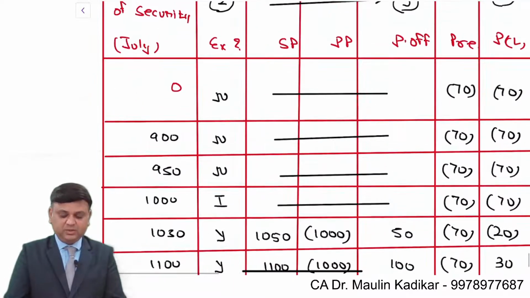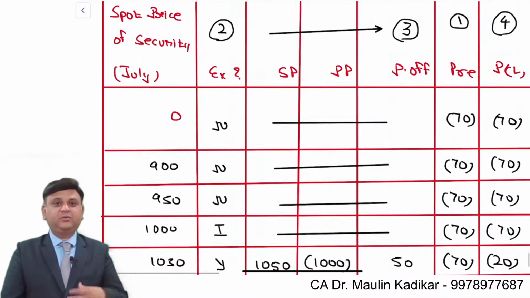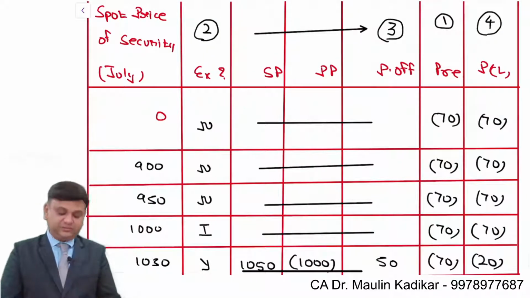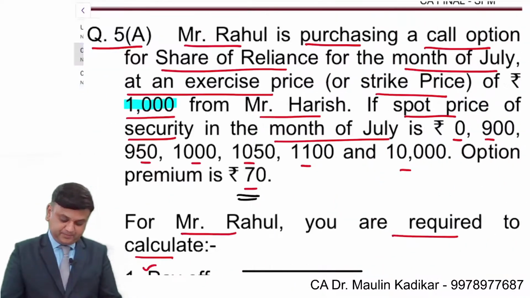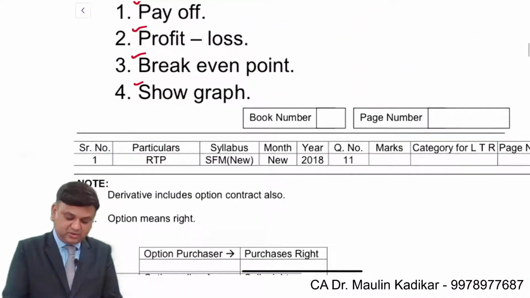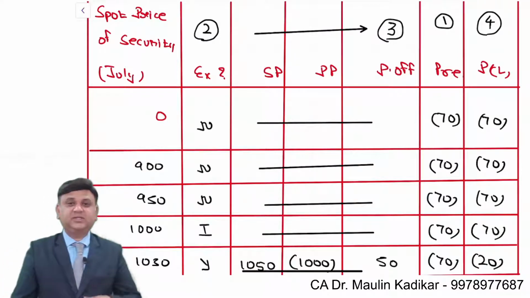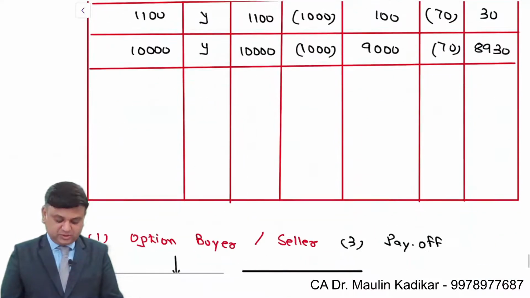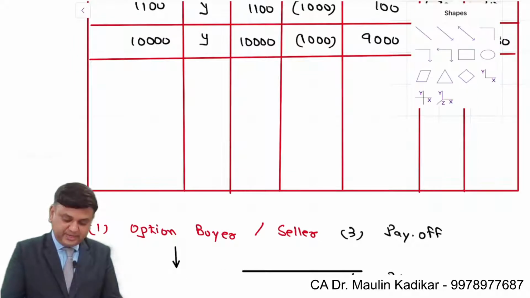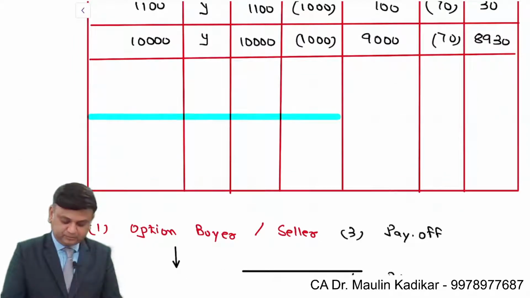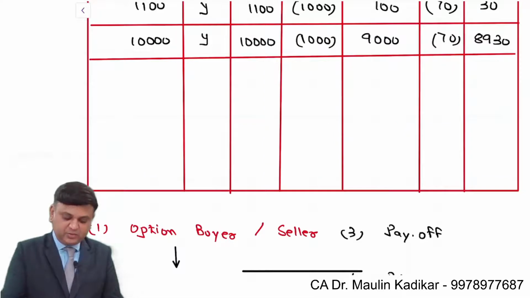Listen carefully, all of you. One more question is there, which is the computation of the break-even spot price of the security. The question says that you are required to compute the break-even point. What does it mean? It means that you are required to compute the spot price of the equity share at which there will be a situation of no profit, no loss. So one more price will be kept over here. We have to compute such price of the security at which there will be no profit, no loss situation.